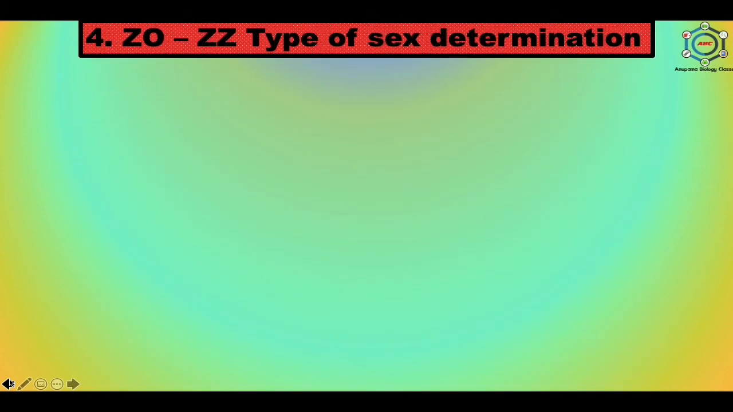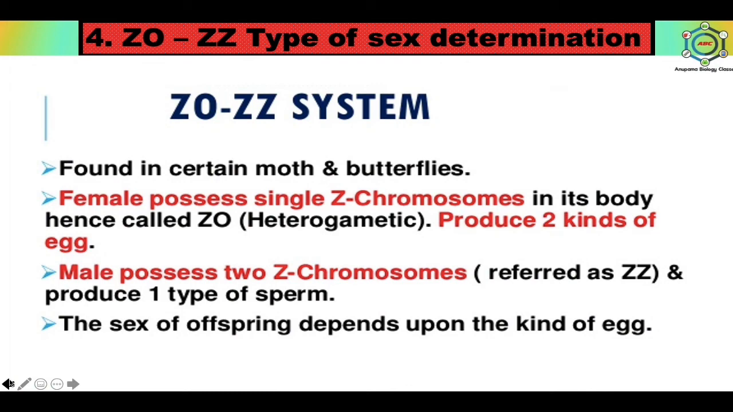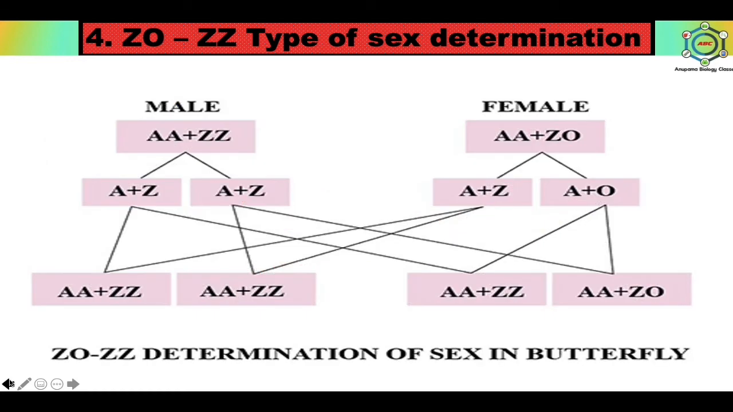Now the next is ZO-ZZ type of sex determination. This is found in certain moths and butterflies. Females possess a single Z chromosome in their body, hence are called ZO, that is heterogametic, and produce two kinds of eggs. Male possesses two Z chromosomes, referred to as ZZ, and produces one type of sperm. So the sex of offspring depends upon the kind of egg. Here you can see the fertilization by a sperm with a Z chromosome. The Z-containing eggs give rise to a male offspring, that is ZZ, and the Z-lacking egg produces a female offspring, that is ZO condition.